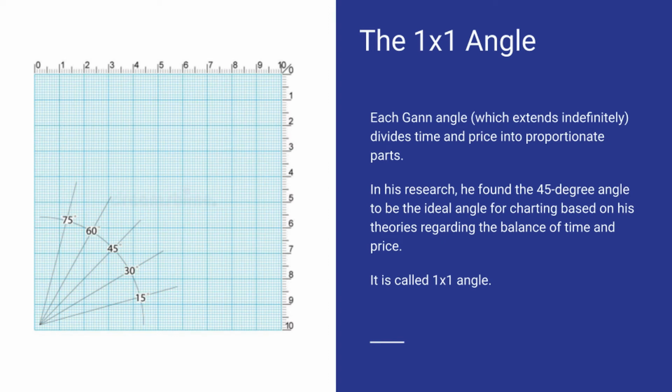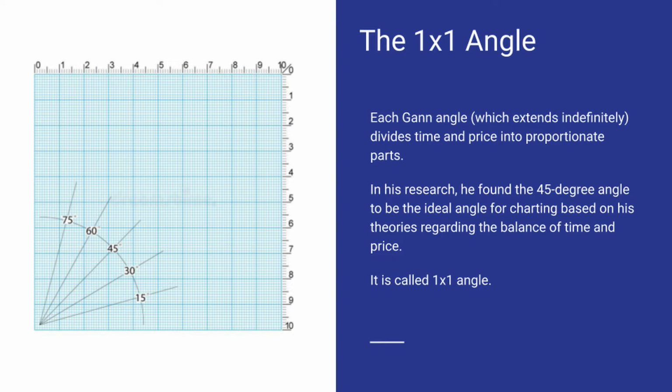Now let's come back to the original discussion and talk about the 1x1 angle. The 1x1 angle is the most important Gann angle. And as I told previously, each Gann angle, which extends indefinitely, divides time and price into proportionate parts. In his research, he found the 45-degree angle to be the ideal angle for charting based on his theories, like the theory of balancing time and price. It is called the 1x1 angle.